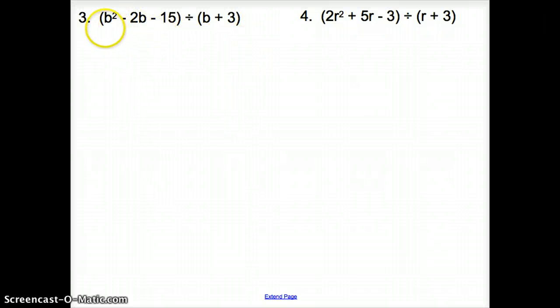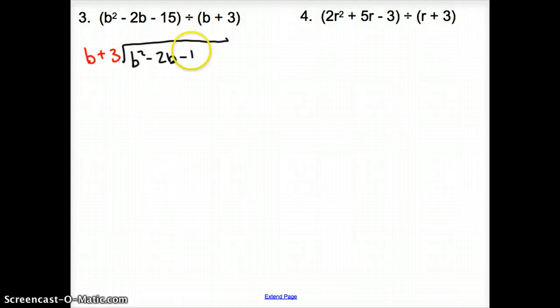So with 3, first thing we do, we bring this b plus 3 out. So it's going to be b plus 3. Now we are going to divide what? What we have to be careful of, ladies and gentlemen, make sure these powers go in order. So it's 2, and then 1, and then no power. So is it 2, 1, and no powers? Yes, it is. So we can put that inside the division: b squared minus 2b minus 15.